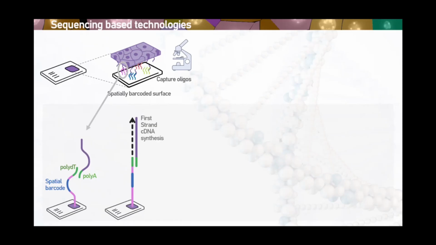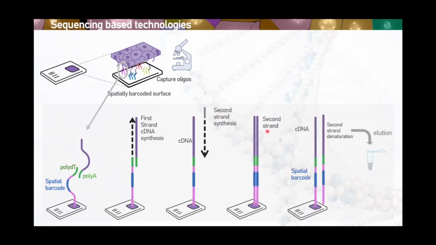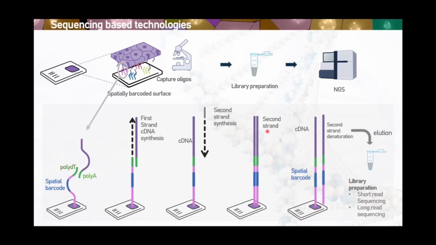After capture, we do a first-strand cDNA synthesis, where we obtain our first-strand cDNA with the transcript information and the barcode information. This first strand is covalently linked to our surface. So to be able to work with this, we need to do a second-strand synthesis to then denature it from our surface and put it in a tube. Then we can continue in the same way as was explained yesterday for single cell, with library prep and sequencing. You can do short-read sequencing or long-read sequencing according to which information you're interested in.